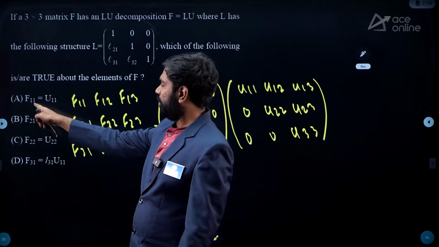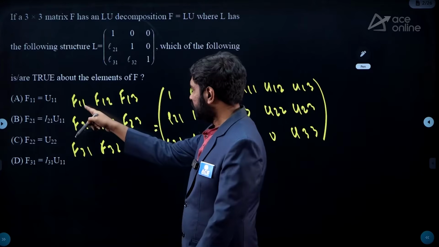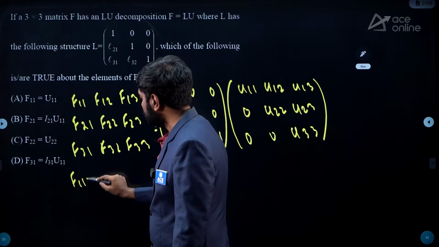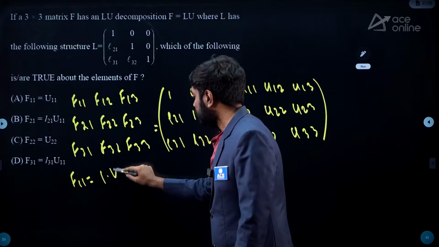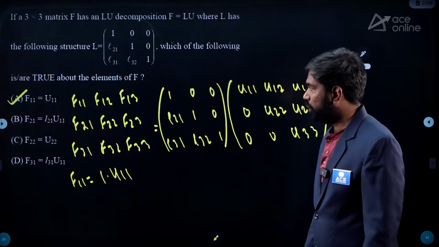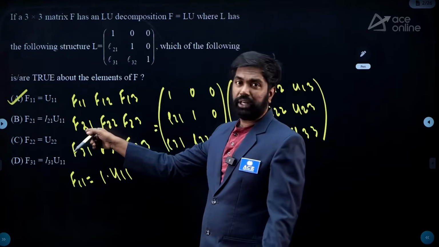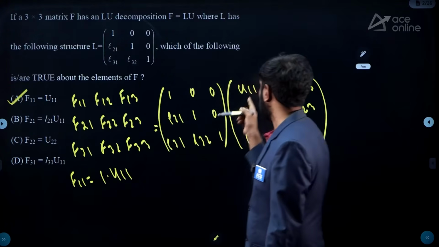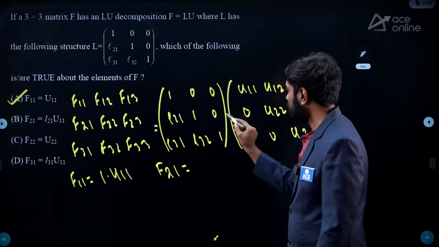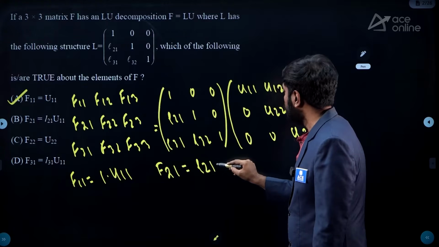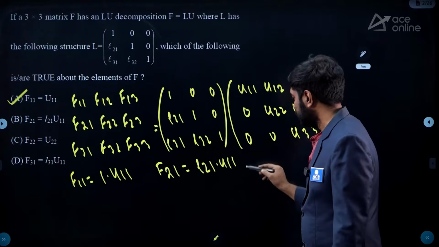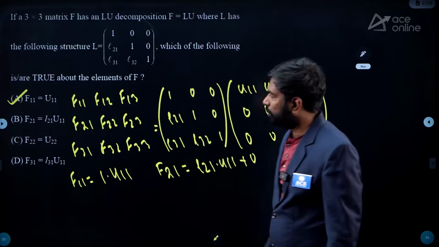He's asking us to check what is the value of F11. If you want this value, then you have to multiply this row with this column. So what is F11, students? This row into this column, 1 into U11. Yes, this is true. He wants you to verify F21. So where is F21? This is F21. How do you get that? Take the second row here, multiply with the first column. So I'm writing it. F21 is, take this row, multiply with this, which is L21 into U11. This row into this column plus 1 into 0 is anyway 0. So it is L21 into U11.